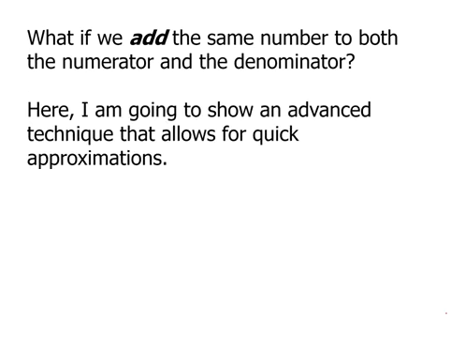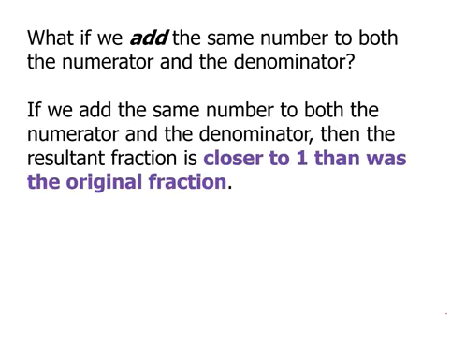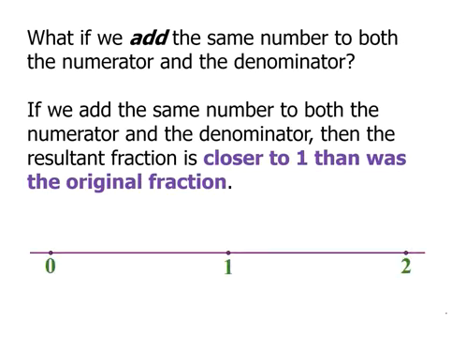Here I'm going to show an advanced technique, a visual technique, that allows for quick approximations. If we add the same number to both the numerator and the denominator, then the resultant fraction is closer to 1 than was the original fraction. So if the original fraction were somewhere down here, less than 1, it would move up closer to 1. But if the original fraction were somewhere up here, larger than 1, it would move down closer to 1. It's as if 1 is the great attractor and everything is moving toward 1 when we do this trick of adding the same thing to the numerator and the denominator.